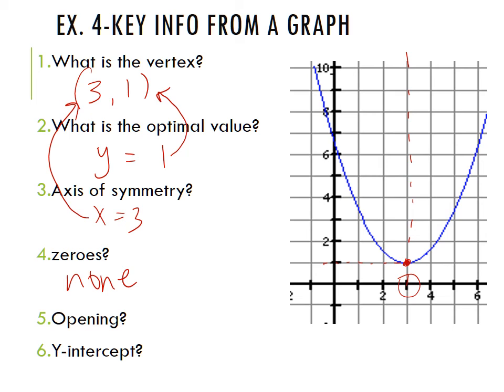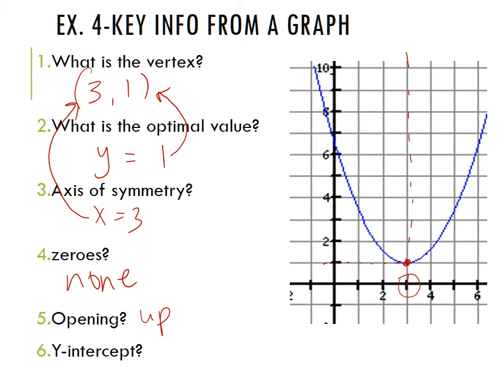Opening. Your options are up or down. If it makes a U shape, the word up starts with U. This looks like it makes generally a U shape. It opens up. If it opened down like a hill, then it would be down.